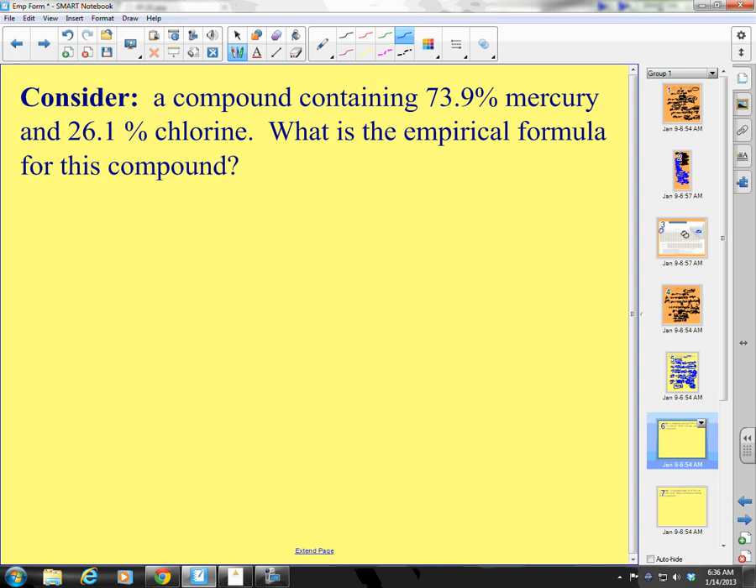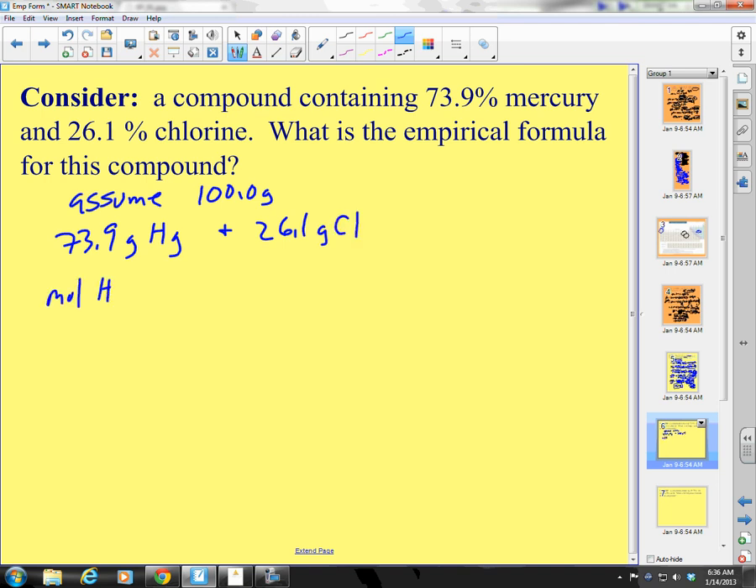Well, what's the first thing we do? We're going to assume 100.0 grams of stuff. And if I assume that, that means I have 73.9 grams of mercury and 26.1 grams of chlorine. And I want then to get moles of mercury. And moles of mercury are 73.9 grams of mercury times 1 mole of mercury per what?